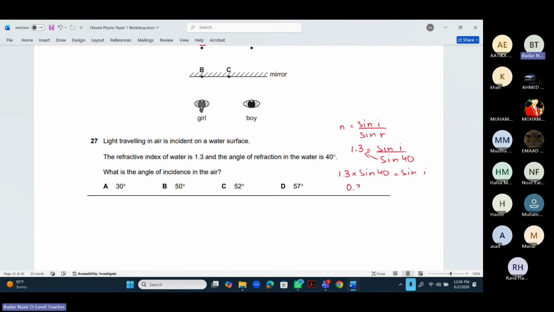ठीक है, 0.836 equals sin i, ये sin इधर ला के inverse, so i will be shift sin inverse 0.836, we get 56.7 degrees, which is almost 57 degrees. So the correct answer is D for this.